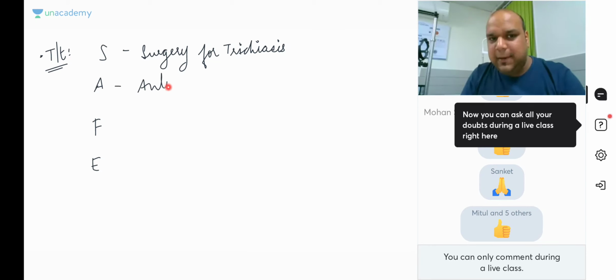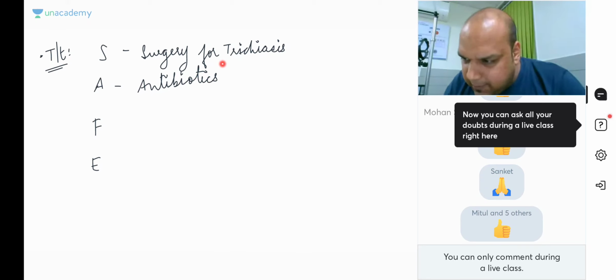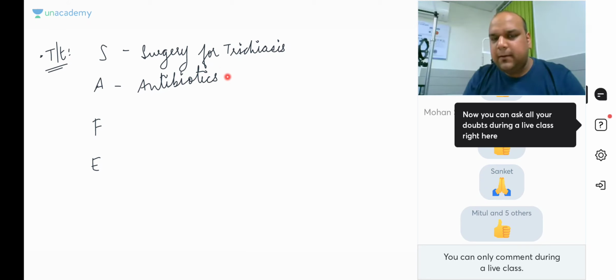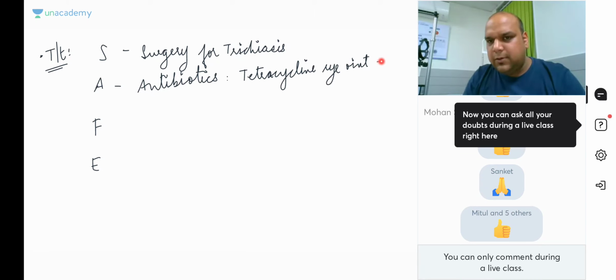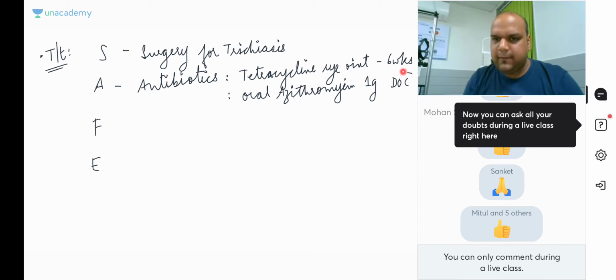And A for antibiotics. Now, what are the antibiotics which are given, everybody? You can either give tetracycline eye ointment for 6 weeks, or what we prefer as the drug of choice is oral azithromycin, 1 gram. Okay, drug of choice.